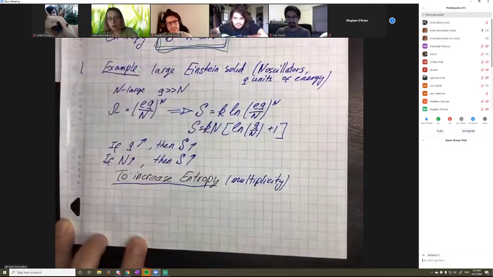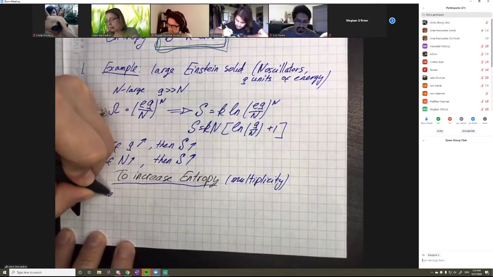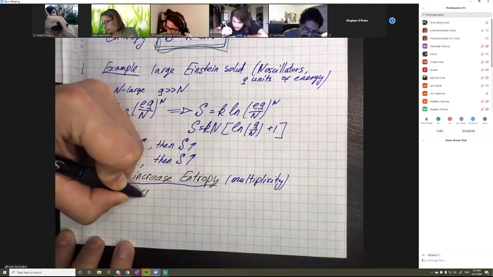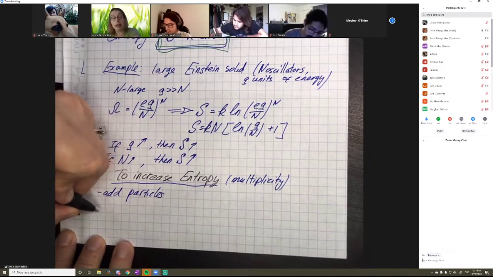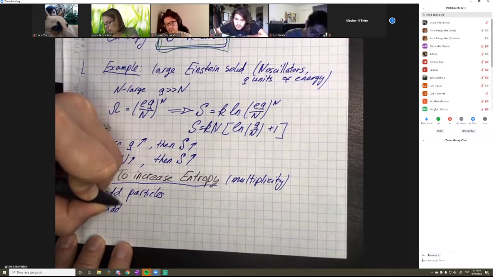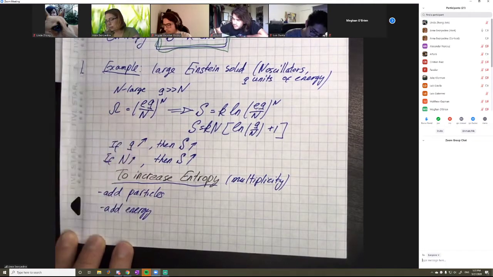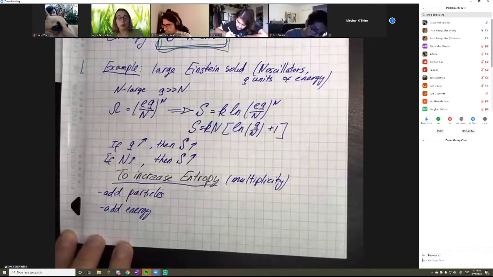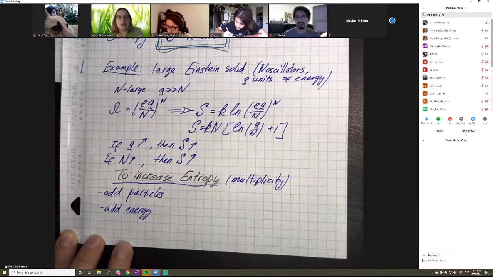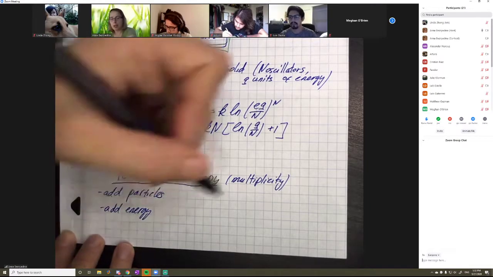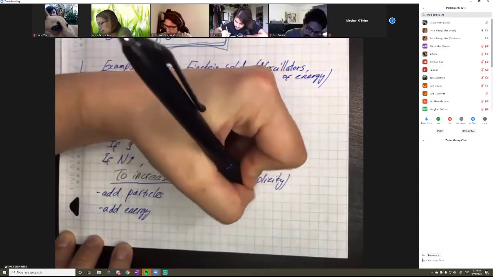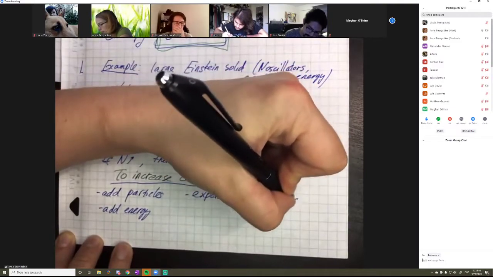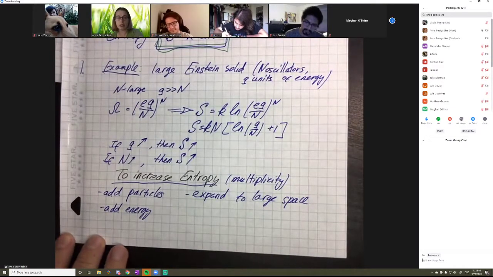So let's look at what we can do to increase entropy. We can add particles. We can add energy. But we can also expand the space. If we have more space, there are more places where something could be located. So we expand to a larger space, we increase the multiplicity, so we increase entropy.